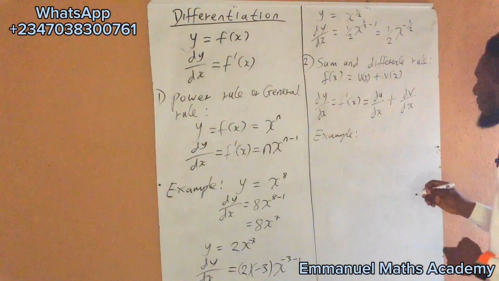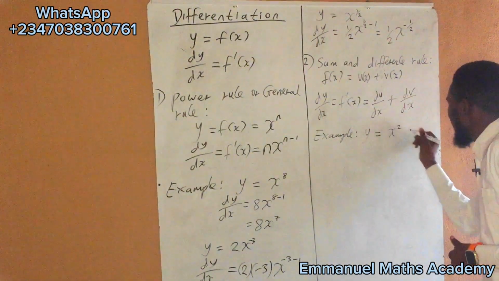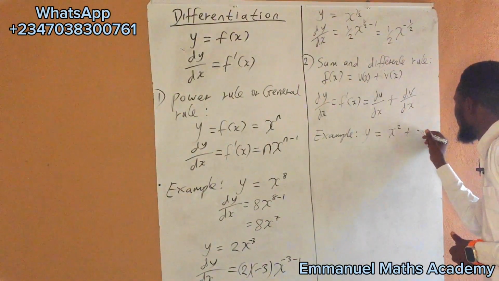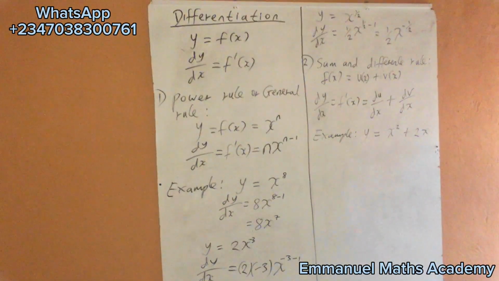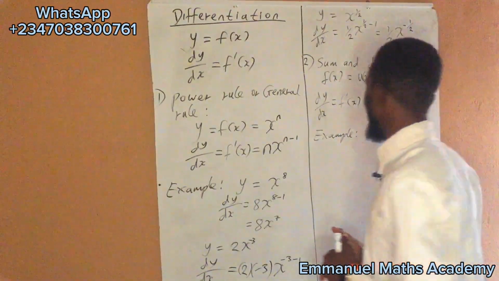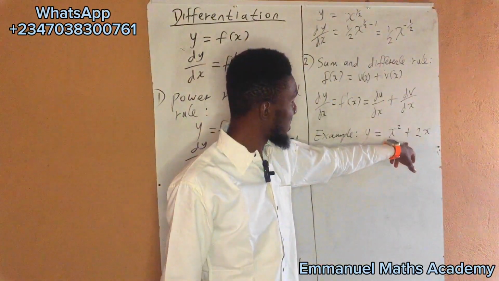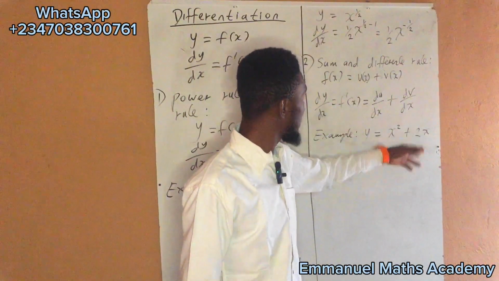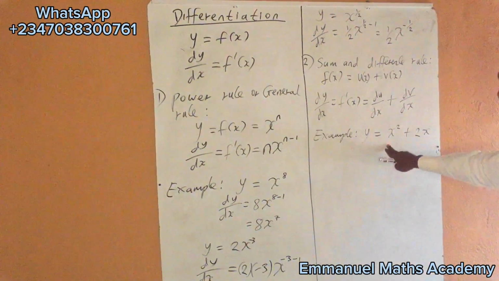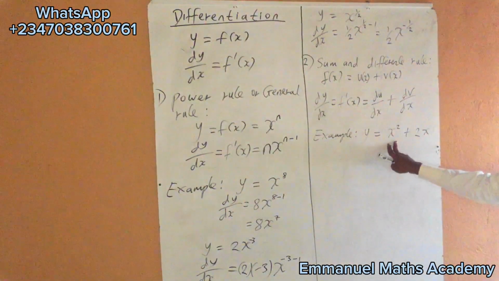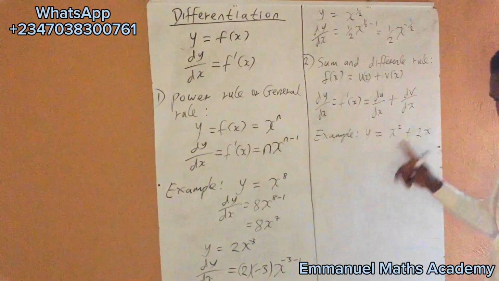If you are given a function like maybe y equal to x squared plus 2x, you're asked to find the dy/dx, derivative of this. You can see we are having an addition here. You can even have a subtraction. It doesn't mean anything. So we will be doing what we did here in the power rule. We'll be taking them one after the other. We'll be using this technique to solve this first x squared, and after use the same technique to solve 2x. Is that clear?